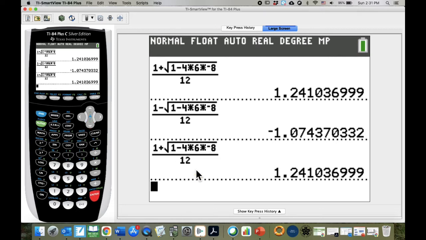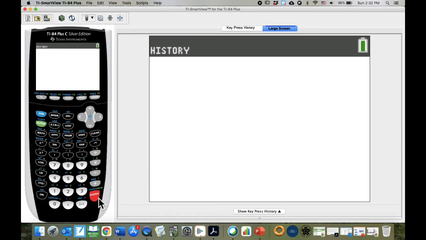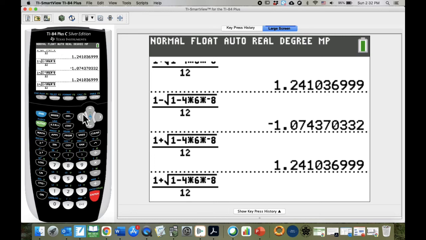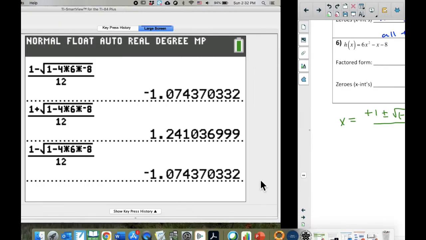Okay, so we get our answer here. And then remember, you can arrow up. So I'm going to go over here, arrow up and highlight what I need. If I hit enter, it pastes it. And then I can arrow over and get into where I need to be and change the plus to a minus. So I'm going to hit minus here, and then I hit enter, and I get my new answer. So the two intercepts are 1.24 and -1.07. I'm going to go back to my paper and write that down.